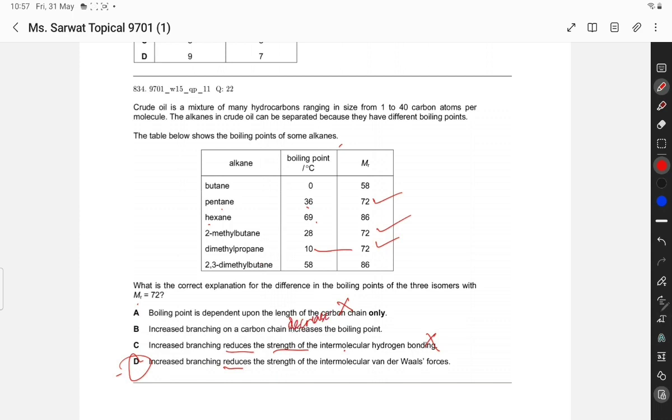It decreases the boiling point because the surface area to volume ratio is reduced. Increased branching reduces the strength of the intermolecular. No, it decreases the surface area, not intermolecular. Hydrogen bonding is absent in alkanes, so increased branching reduces the strength of the intermolecular van der Waals forces, but not due to hydrogen bonding. This is the correct option.